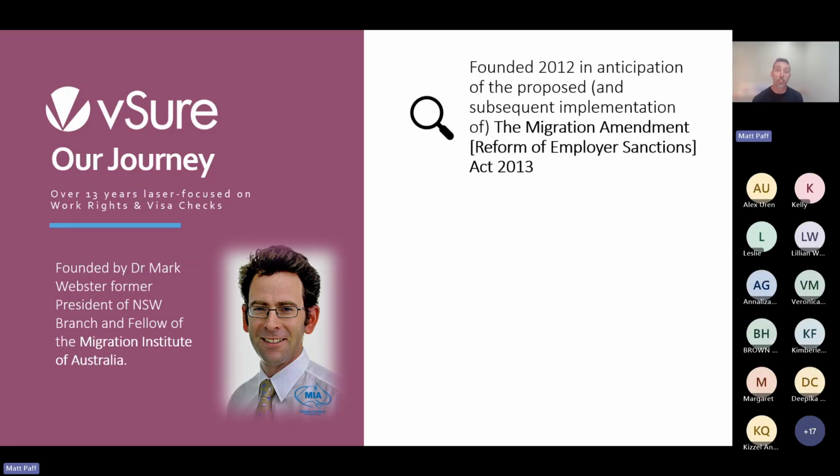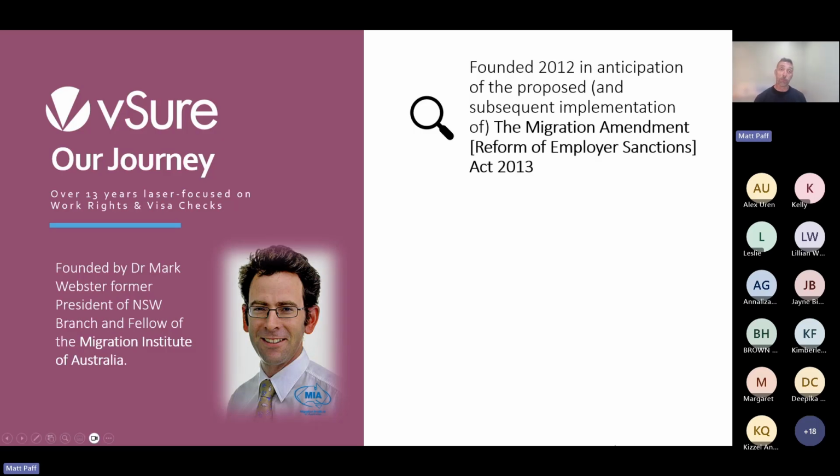Up until July 1, 2013, employers basically got a slap on the wrist if they were found to be employing people in breach of their work rights. From the 1st of July 2013, this piece of legislation really shifted the onus of responsibility onto the employers, you guys, to make sure that you're managing the work rights of your staff.